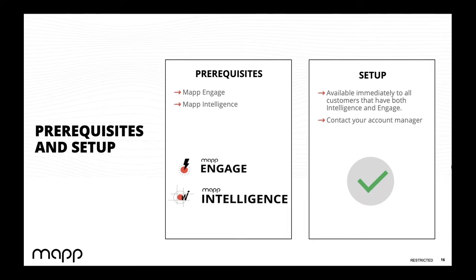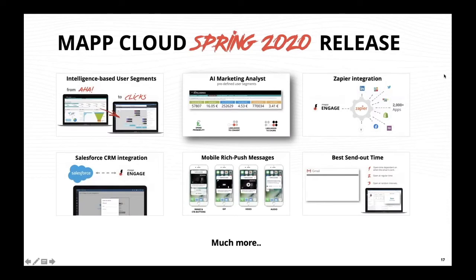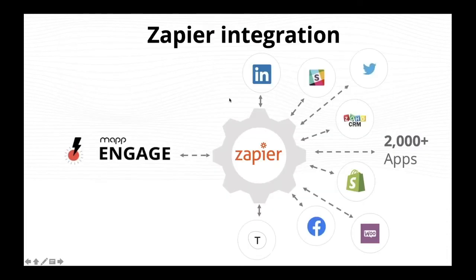Thanks, Stefan. So the next feature we're going to talk about is the AI marketing analyst and predefined user segments. So Stefan already gave a nod to it early in his presentation. And basically, what this is all about, oh, apologies.